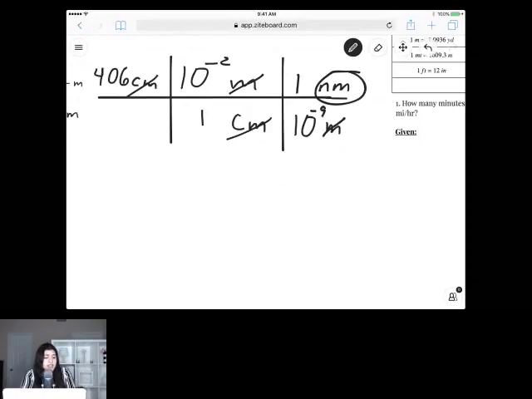Any questions with this example? Nope, none so far. Okay, cool.